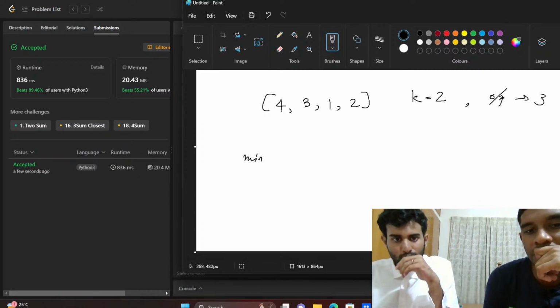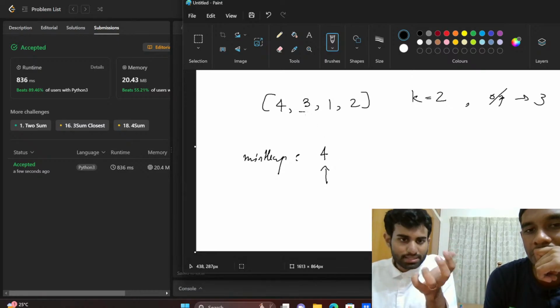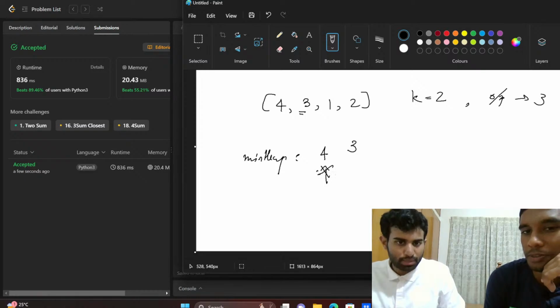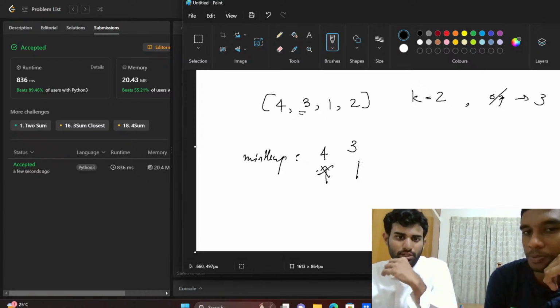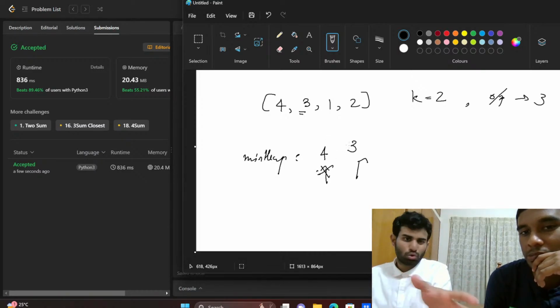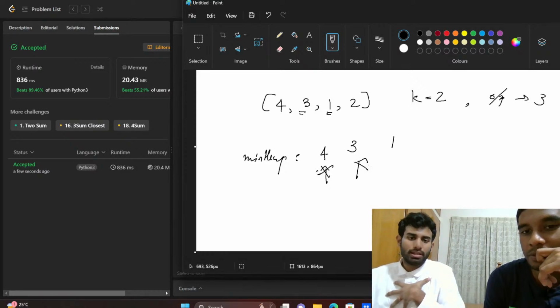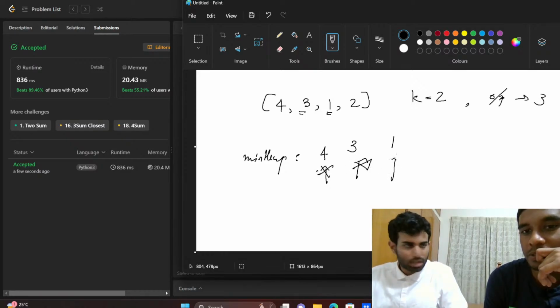Initially, my min heap is empty, so I try to insert elements. I would insert 4, and 4 is currently the minimum element, the root of my min heap. Next element is 3. I insert 3, and the min heap restructures itself, and the root element now changes to 3. Now I have two elements, so no problem. I try to insert one more element, 1, and the min heap internally restructures itself, and my min heap is now here.